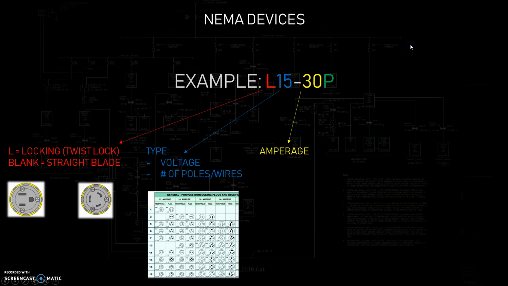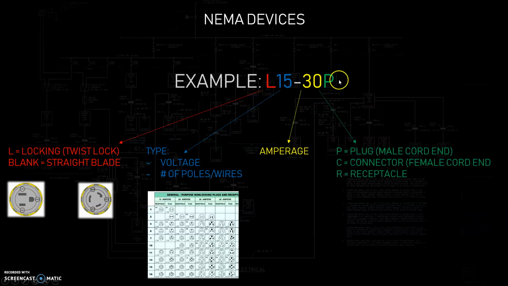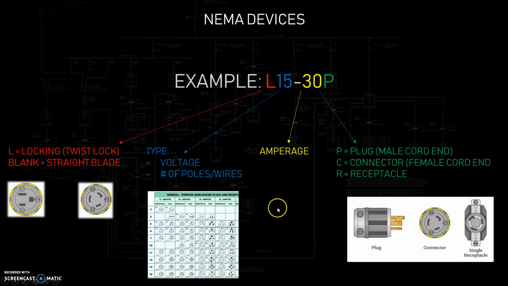The second number, quite simply, is amperage. So this example is a 30 amp plug. If it said 15, it would be a 15 amp plug. Plain and simple. Okay, and then our last item here, in this case it's a letter P, but it could be a P, it could be a C, or it could be an R. P is plug or a male cord end, C is connector or female cord end, and R is receptacle. That would be an item that actually fastens in the wall or in a box. So we have P for plug, C for connector, and R for receptacle. So that's your NEMA designation there.